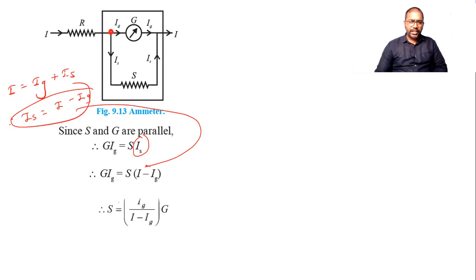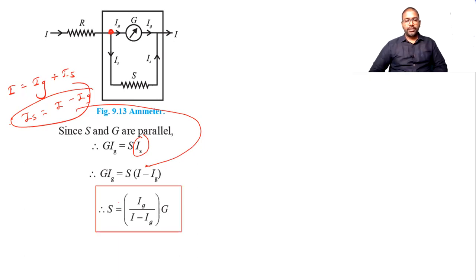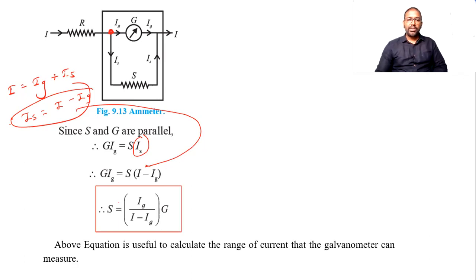Now let me simplify this equation and write it for S. So for S, we get this formula: S is equal to IG upon (I minus IG) into G. And this is the expression for the shunt. By using this, we can find out how much value of shunt is required to keep a proper range of the galvanometer, meaning the ammeter. Or in another way, this formula is useful to calculate the range of the current the galvanometer can measure.